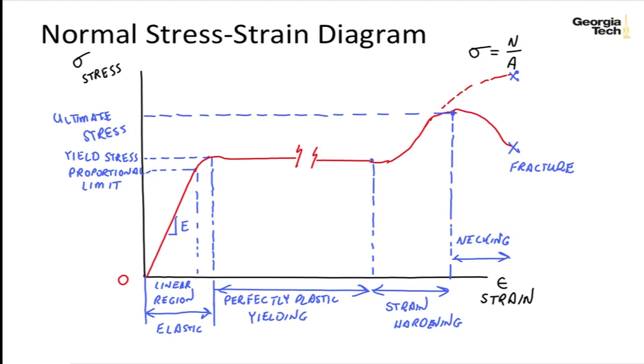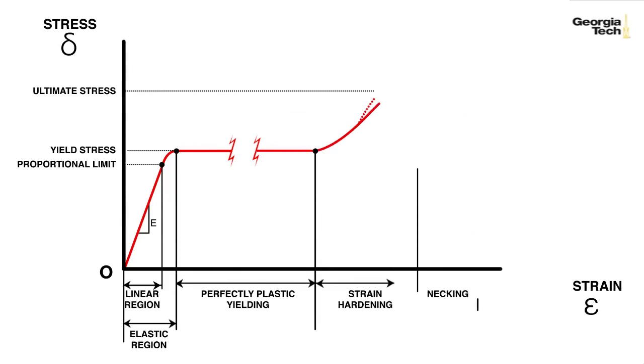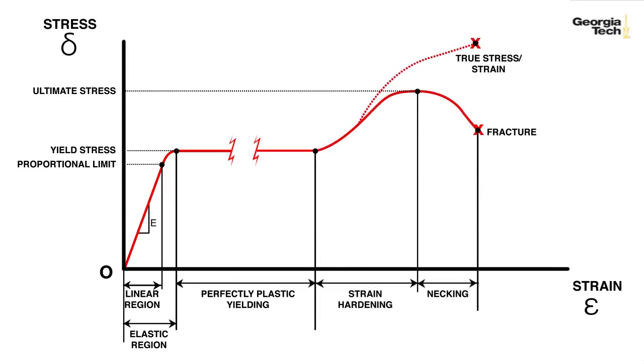And that's because as it necks down, for true stress we're talking about the actual area, which gets smaller and smaller, and so the stress continues to get higher and higher. And so that's a good stress-strain diagram for a ductile material. Here is another picture of it, and we'll use this in the future. It's a little bit better diagram than what I've drawn, but this is a typical stress-strain diagram.